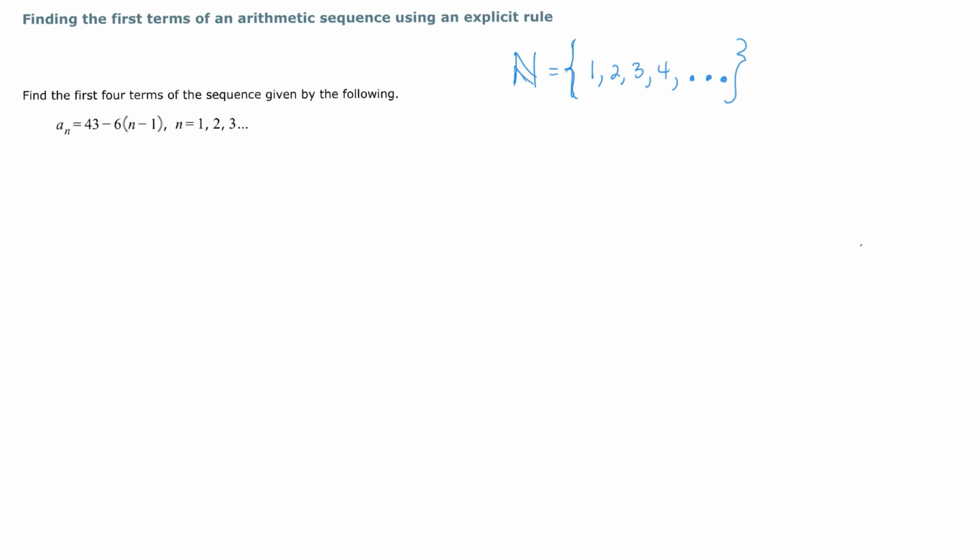Let's go ahead and find the first 4 terms of the outputs. You could think of the outputs being on the y-axis. But the outputs here are called a sub 1, a sub 2, a sub 3, a sub 4, a sub 5, and so on. Let's find a sub 1. We are simply evaluating an expression here. A sub 1 is equal to 43 minus 6 times 1 minus 1, which of course is 43. Therefore, a sub 1 is 43.